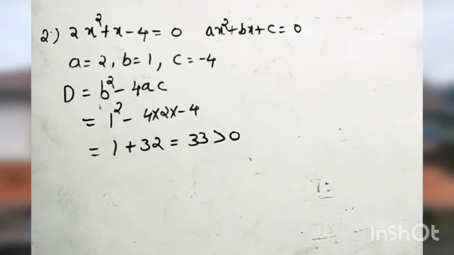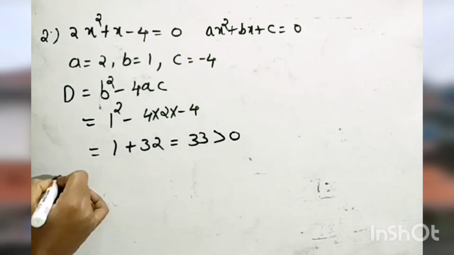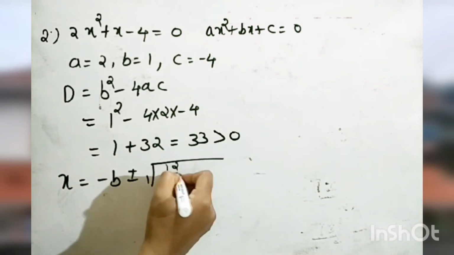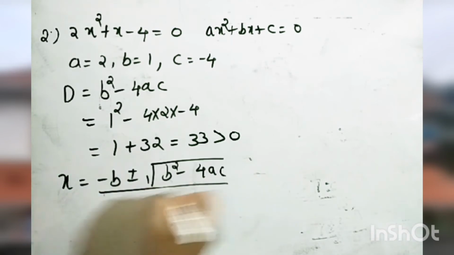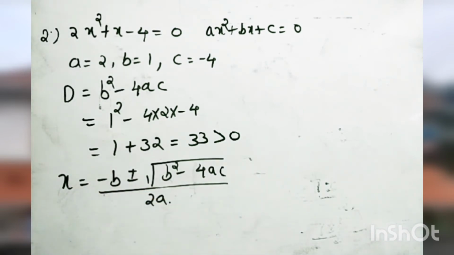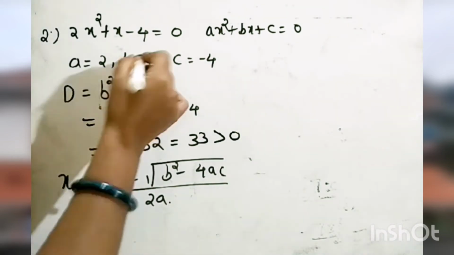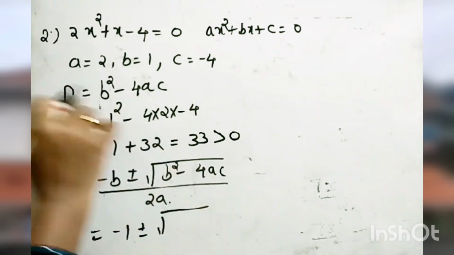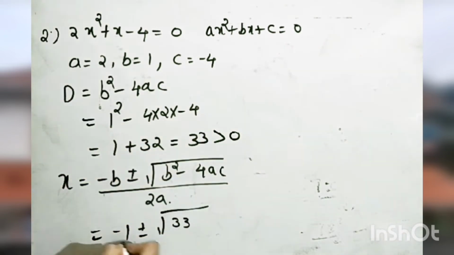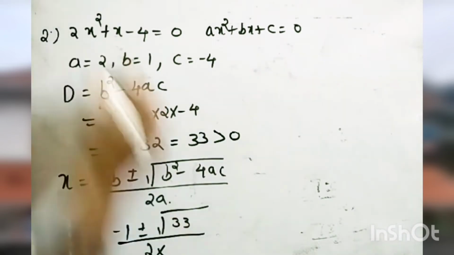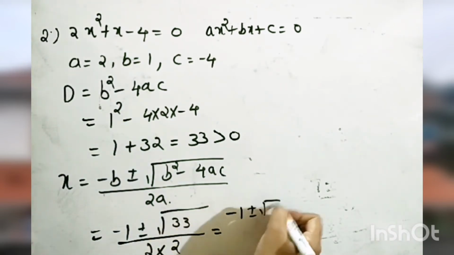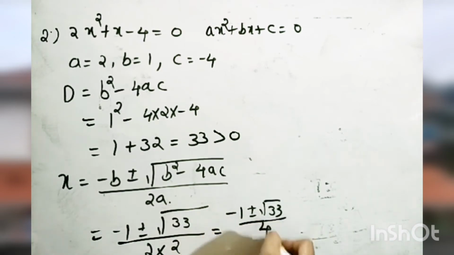Two distinct real roots we will have, and that is x is equal to minus b plus or minus square root of b square minus 4ac divided by 2a. The value of b is 1, so minus 1, plus or minus square root of b square minus 4ac, value 33, divided by 2 into 2. That is equal to minus 1 plus or minus root 33 divided by 4.